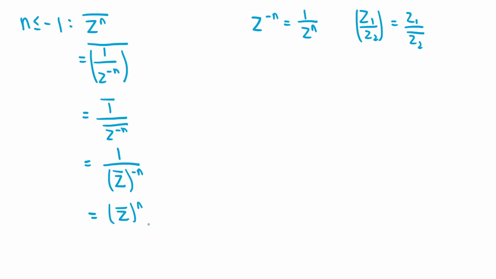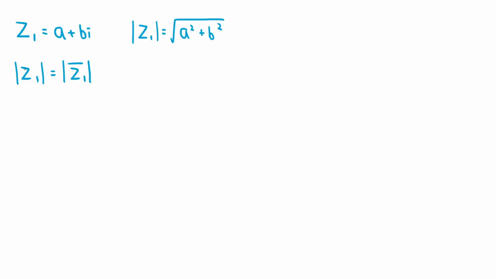So we have proved that z to the power of n all under the conjugate is equal to z conjugate all to the power of n for integer cases where n is greater than or equal to 1, n equals 0, and n is less than or equal to negative 1, which means the property holds for all integer values of n. So the next property we're going to prove is the absolute value of z1 is equal to the absolute value of z1 conjugate.